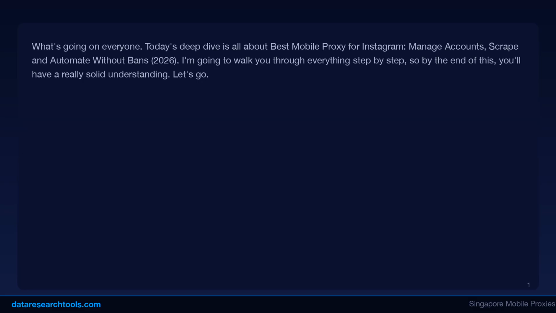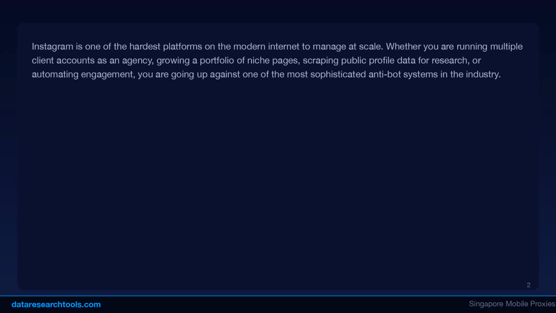Instagram is one of the hardest platforms on the modern internet to manage at scale, whether you are running multiple client accounts as an agency, growing a portfolio of niche pages, scraping public profile data for research, or automating engagement. You are going up against one of the most sophisticated anti-bot systems in the industry. The single biggest factor that separates accounts that survive and accounts that get banned is the network you connect from. That is where mobile proxies come in.